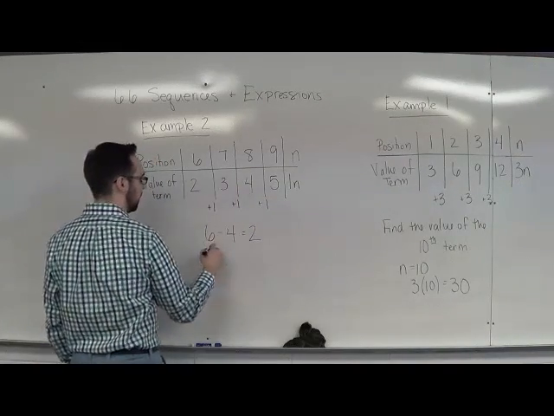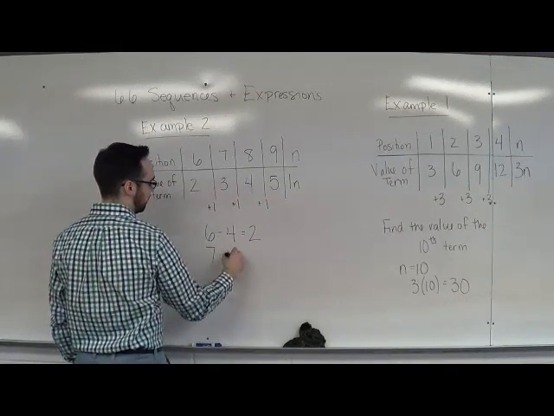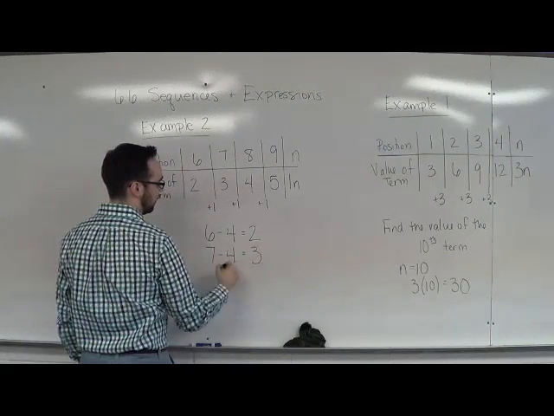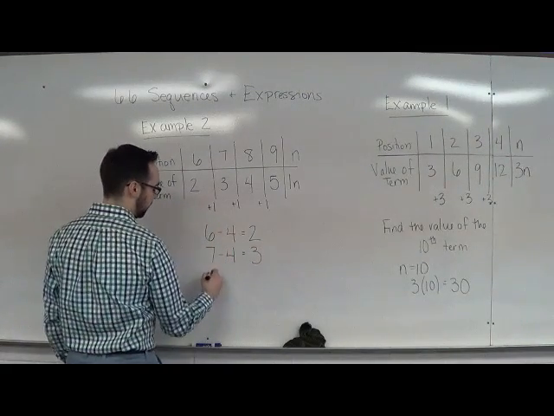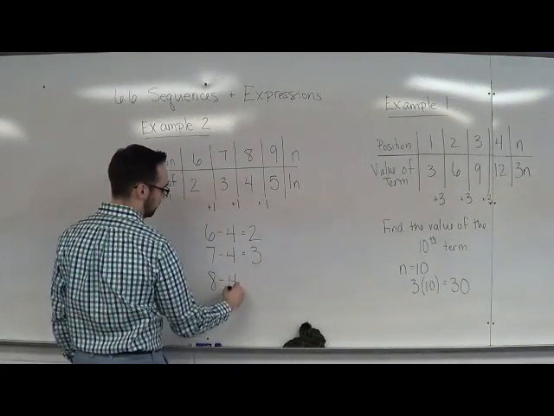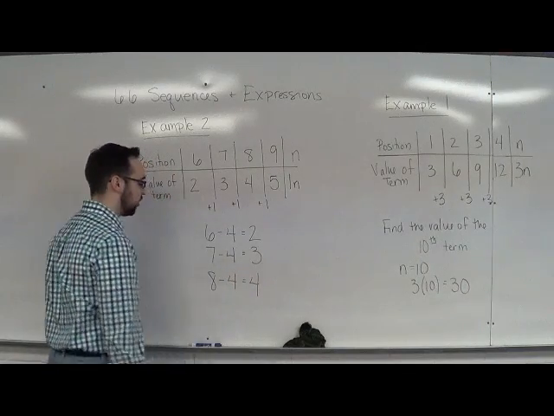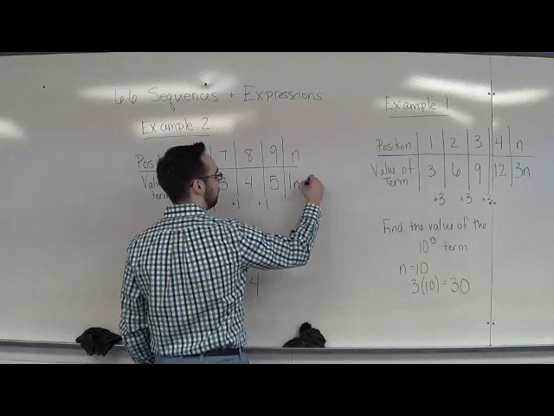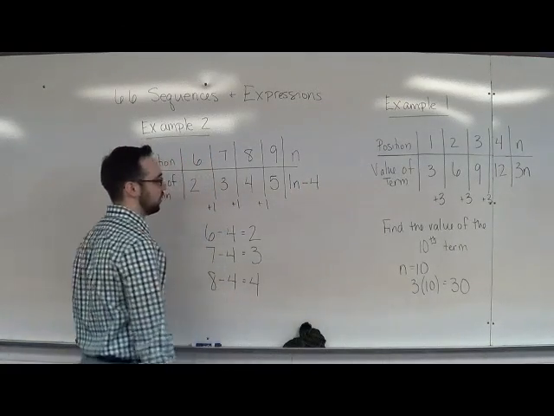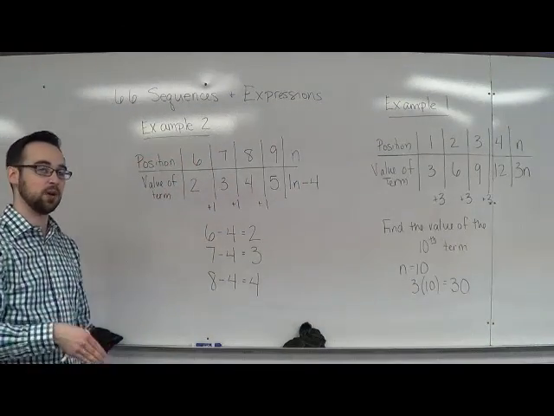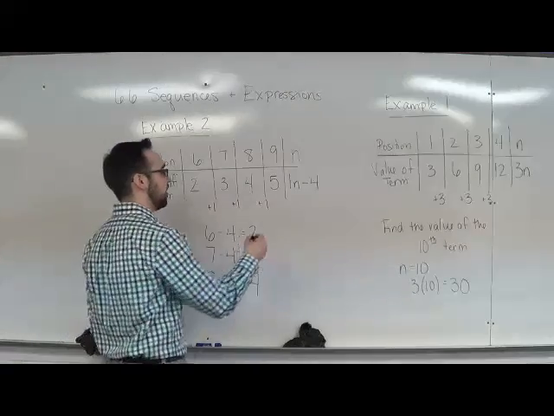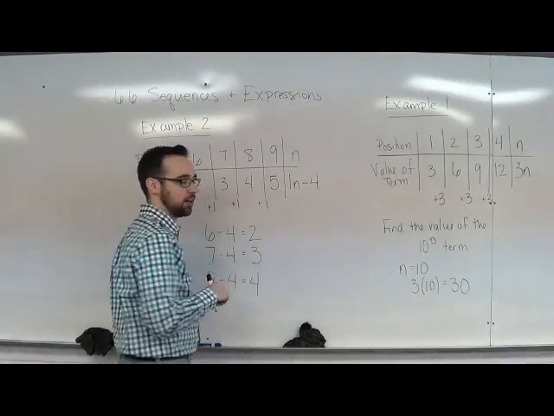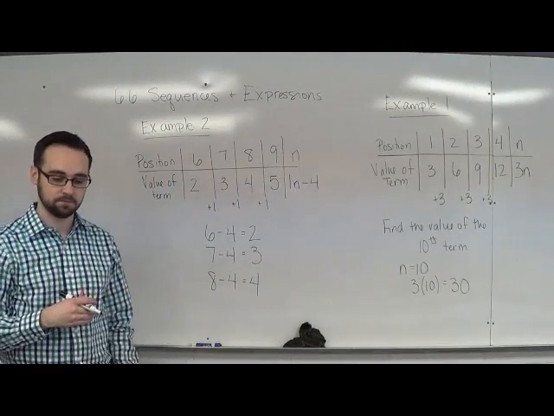What did I do with this one? We took the position, I subtracted 4, and I got 3. What did I do with the next one? Position 8, subtract 4, and I got 4. So what's my function every time? We're subtracting 4 from the position number. So whatever position we're at, we're subtracting 4. So then our function here would be 1n minus 4, just n minus 4.